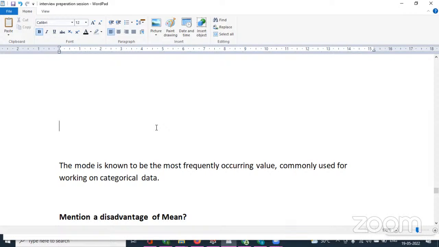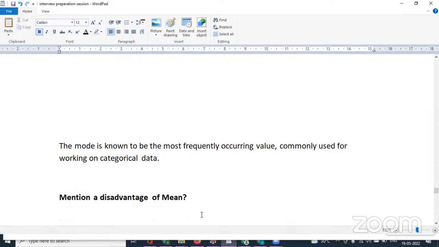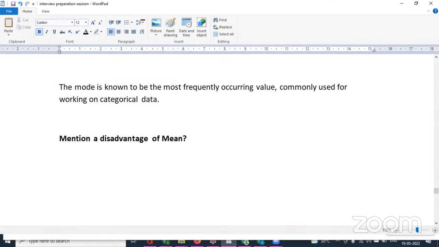Mention a disadvantage of the mean. Try to answer in the comment section. We will be discussing the answer in a minute.